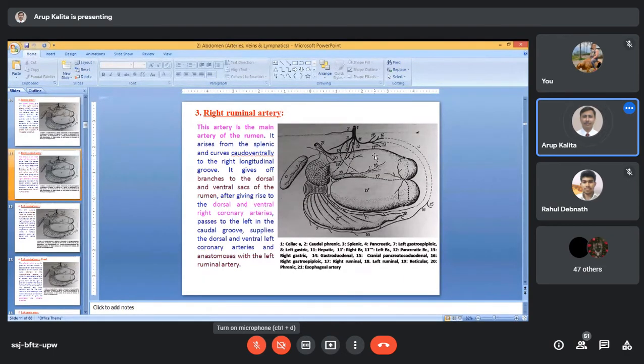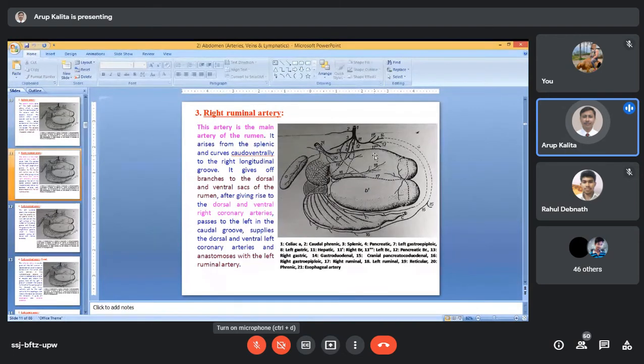Okay? Have you noted down? Yes, sir. No, that is why this is the importance of doing class. So you have to know what you have to remember. Only this much will be sufficient. Right ruminal artery, if I ask you, you have to write these things. If you can remember everything is very good. But if you cannot remember everything, then at least you have to remember right ruminal artery.